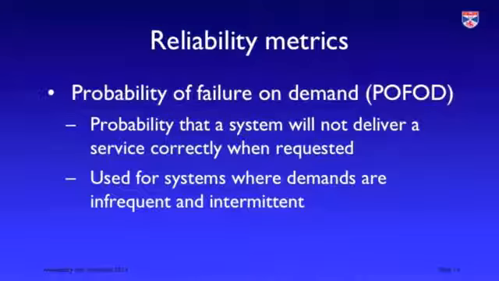So if it's a transaction processing system which is processing potentially thousands of transactions per second, the rate of occurrence of failure is the right metric. On the other hand, if the demands for service are intermittent, say in a safety system that is only triggered in the rare event of things going wrong, the probability of failure on demand is the right one. We don't see enough failures over a period of time to use the rate of occurrence of failure.